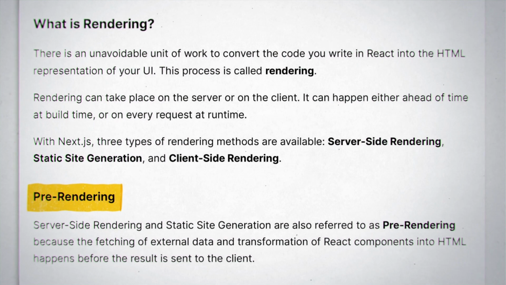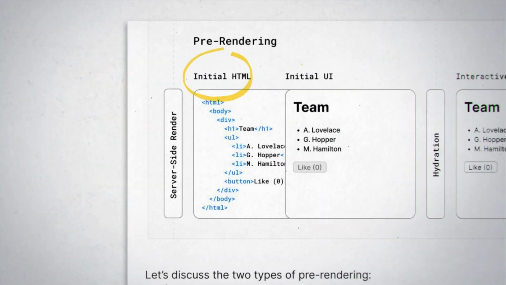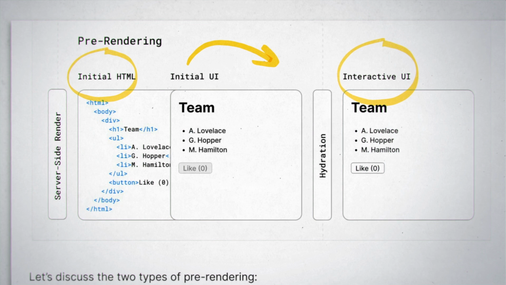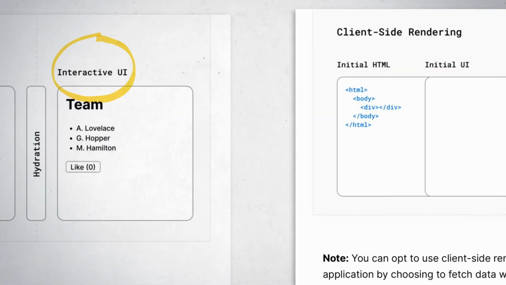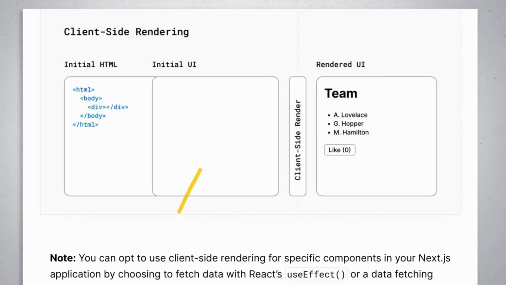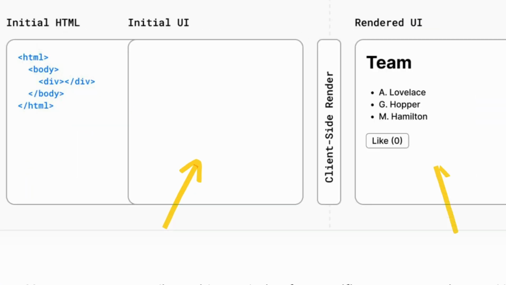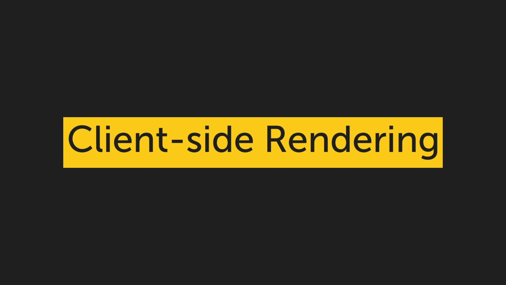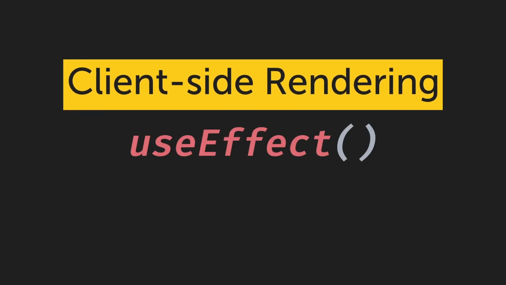There are two types of rendering that Next.js uses. There's pre-rendering, where the React components are transformed to HTML before being sent to the client, which can be the browser. Pre-rendering includes server-side rendering and server-side generation. There is also client-side rendering, where the client receives an empty HTML shell and then transforms the React components to HTML and finally updates the page HTML. In client-side rendering, we fetch the data after the component has rendered, ideally in a useEffect hook.